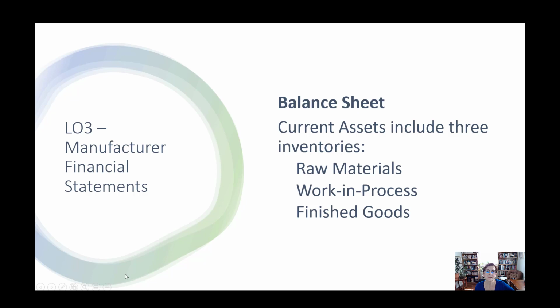All right, so now let's take a quick look at the financial statements. There are other videos to help you through some of this because some of this is a little bit detailed, particularly the cost of goods manufactured schedule. So the balance sheet has, remember we said 3 inventories. In our current assets, we have raw materials, work in process, and finished goods. So instead of 1 inventory, we have 3.